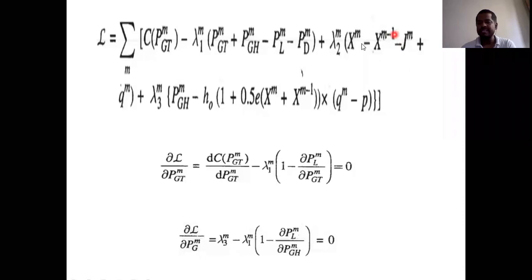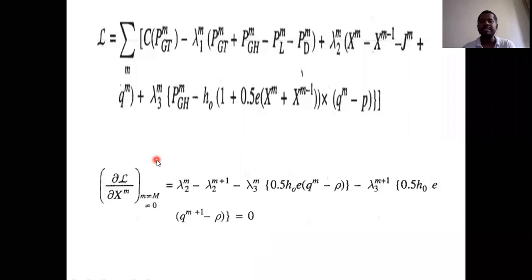Similarly, when you consider this water availability, all these terms are completely independent of PGH. So the lambda 2 term becomes 0 completely. And one more thing, lambda 3m into this term becomes 1. So finally you will get it like this when you differentiate your auxiliary function with respect to PGHM. From the first equation, we can get lambda 1m, and from the second equation, once you find lambda 1m, we can easily find lambda 3m. So from these two equations, we can find lambda 1m, similarly lambda 3m.